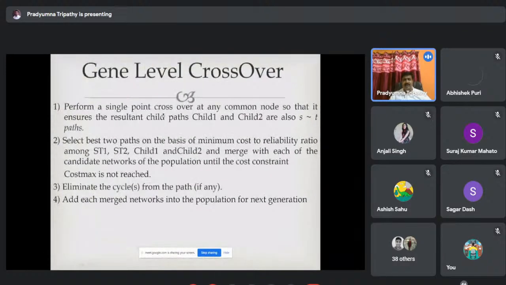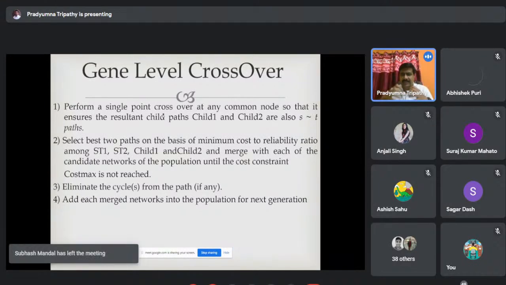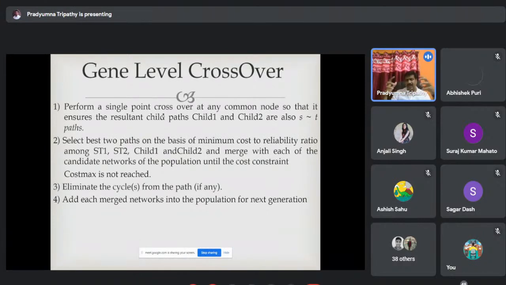We perform a single point crossover at any common node, so that it ensures the resulting children are also S to T paths. I will show you that the crossover of two parents results in two children, child 1 and child 2. These are S to T paths. The crossover also results in another two paths. I will give an example. Then what do we have now? We have spanning tree 1, spanning tree 2, child 1 and child 2. And whenever you merge, out of these we choose the best 2 with the reliability value.